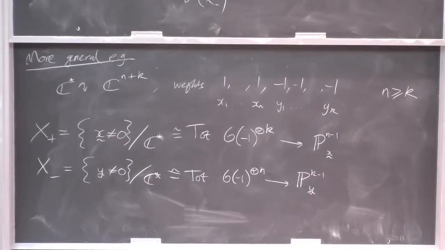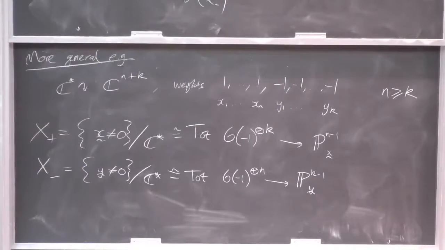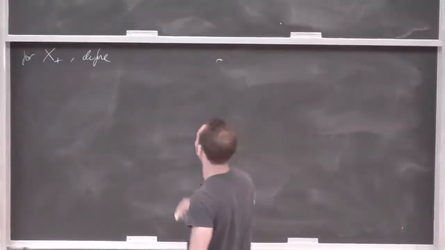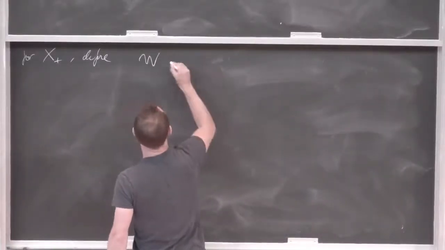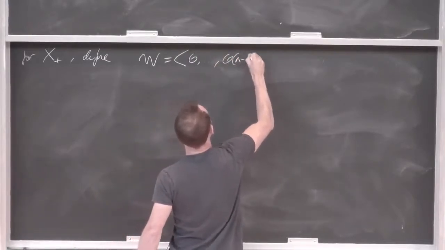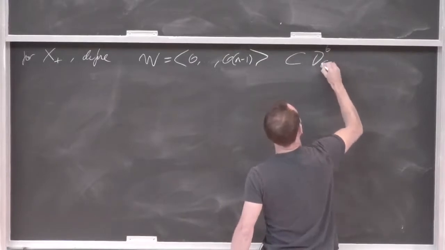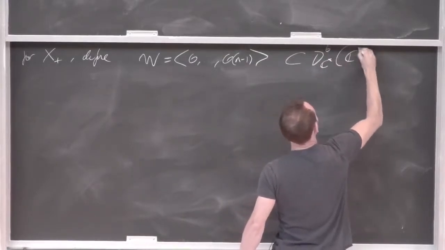So if you care about the space X plus, then you say, well, X plus is living over projective space of dimension n minus 1. So we know how many line bundles we need. We need O up to O(n-1), because that's what Beilinson's theorem tells us. So let me have a first window which consists of the line bundles O up to O(n-1). That sits inside the equivariant derived category of C^(n+k).